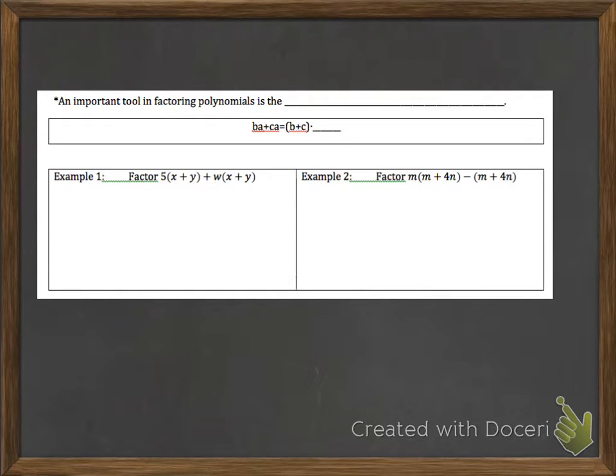So an important tool in factoring polynomials is really knowing the distributive property and being able to factor out that distributive property in reverse. So when we have that common factor across a sum or a difference, and we can pull that factor out, that is going to be really important for us to realize that we can do. So we're pulling that common factor out across a sum or difference.